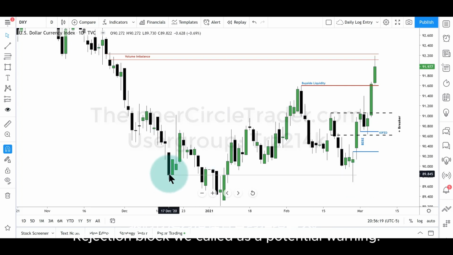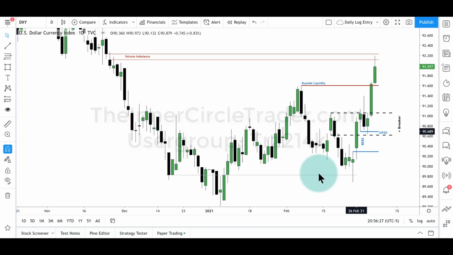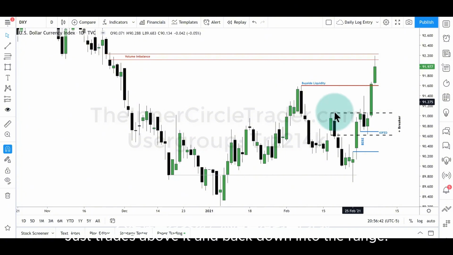Rejection block we called as a potential warning. If we trade below and back above it, that's not what we want to see. The market rallies. Low, high, lower low, up close candle at the high. That's your bullish breaker. But it needs to trade above that. It does that here. Does it close above it? Doesn't need to. Just trades above it and back down into the range.